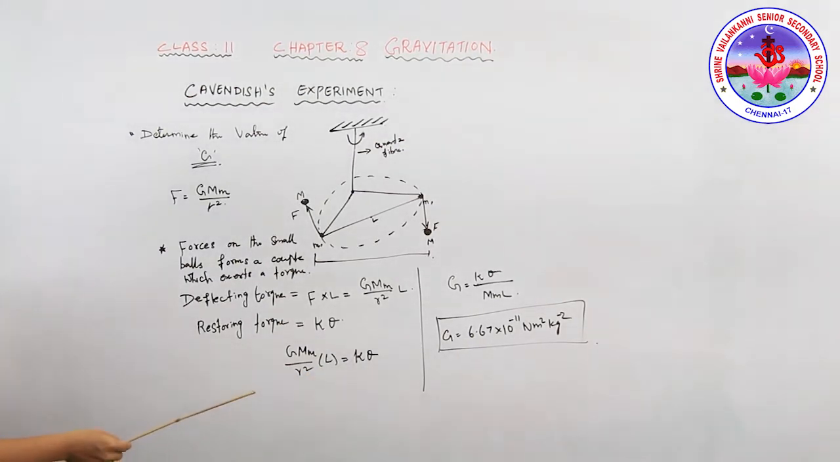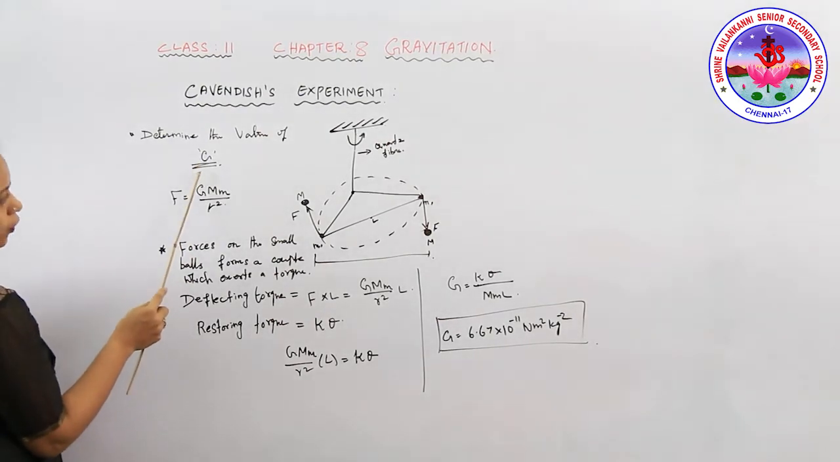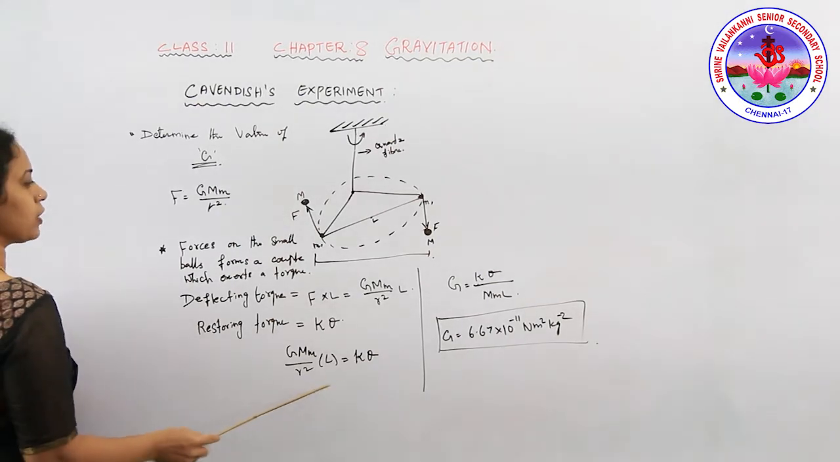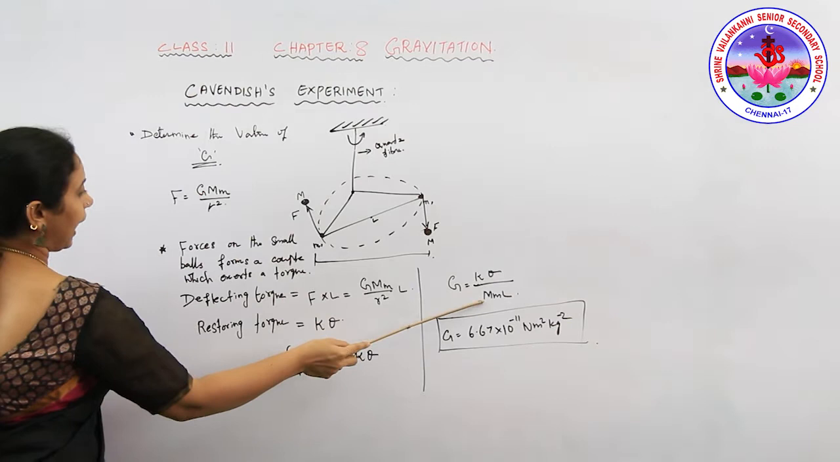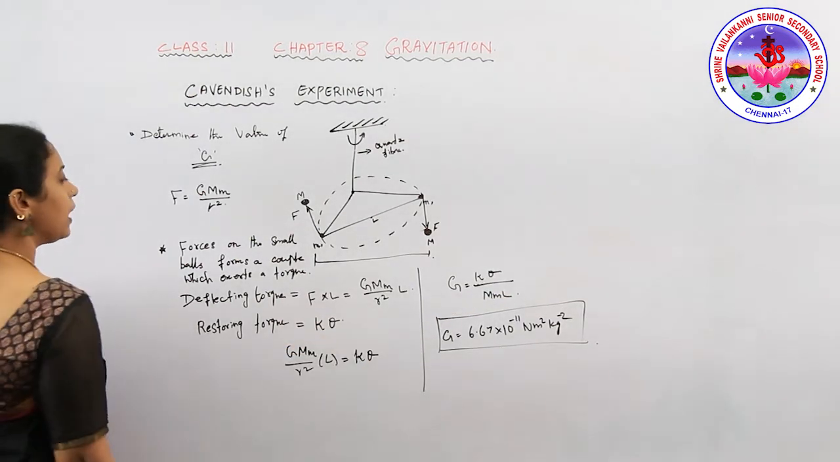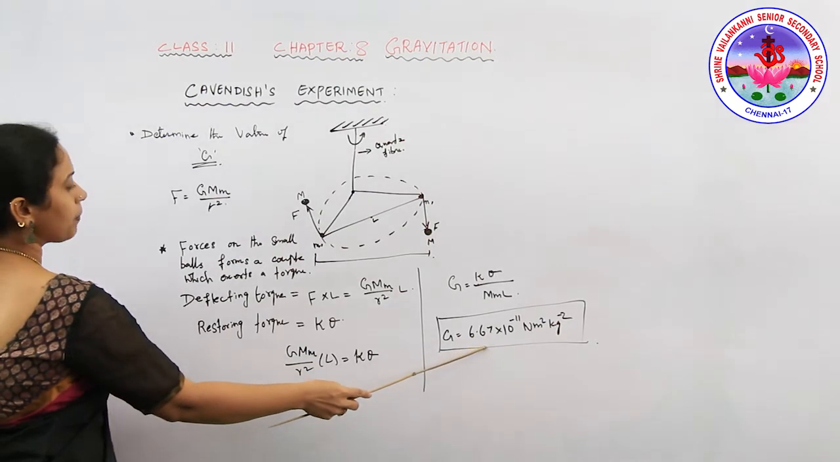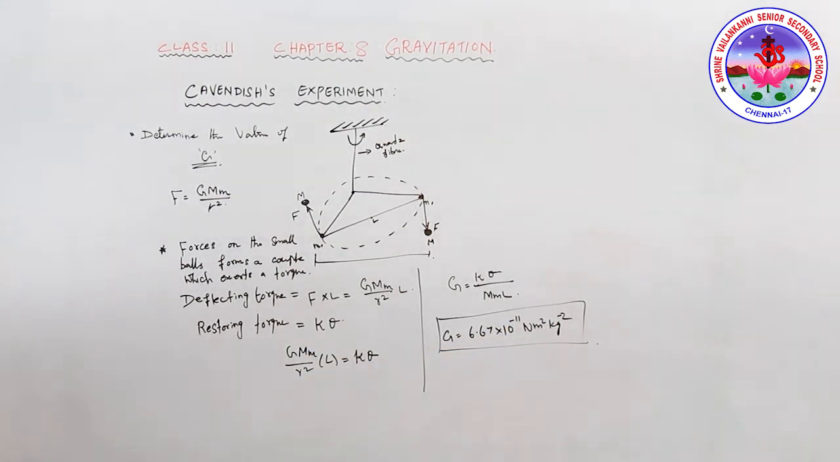As we need to determine the value of G, we rearrange this equation: G is equal to k theta R square by M m L. The value is determined as 6.67 into 10 power minus 11 Newton meter square kilogram power minus 2.